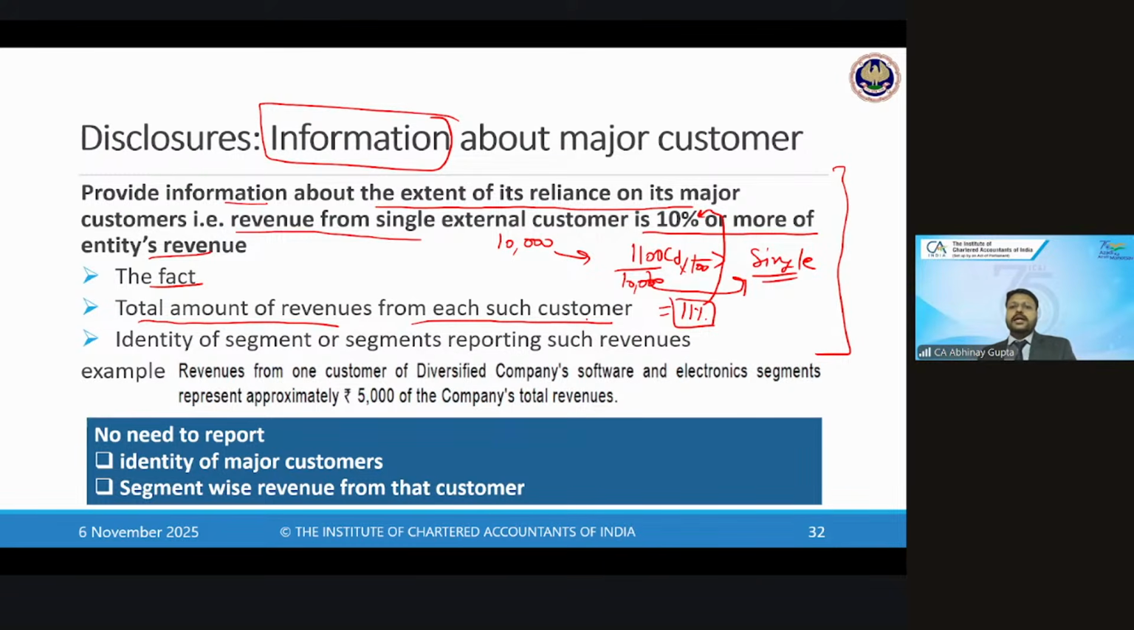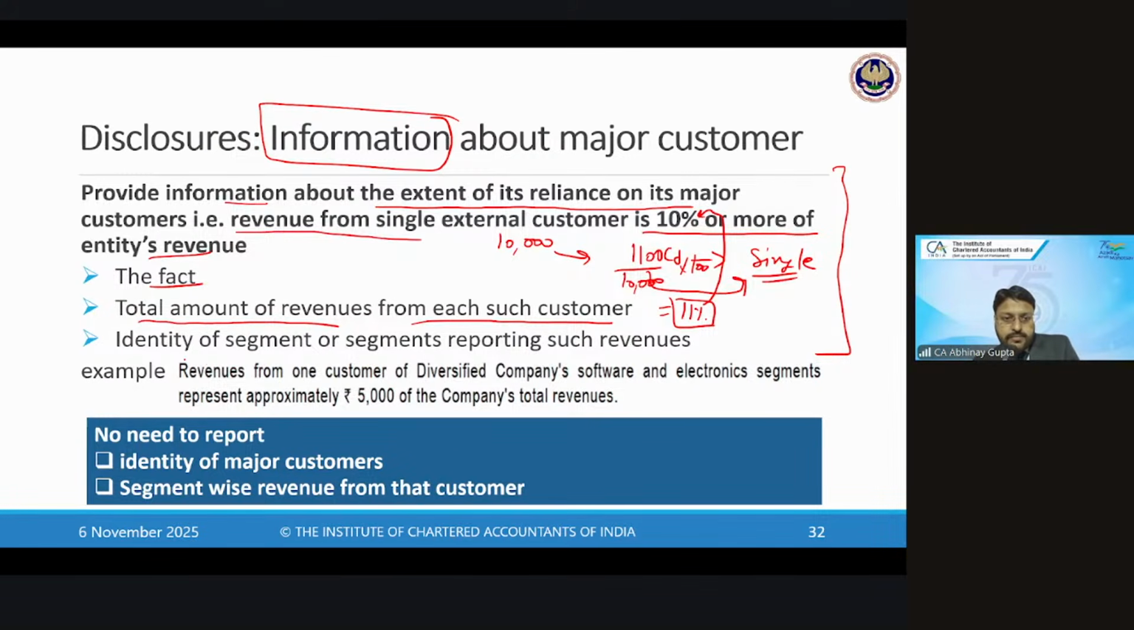Suppose a company has 5 customers, each buying 100 crore. Then in that case, all the 5 customers are major customers, because every customer is meeting the threshold. So in that case, the company will say 5 customers are major customers who are buying 10% or more of the overall sales of the company. So our dependency on these 5 customers is significant.